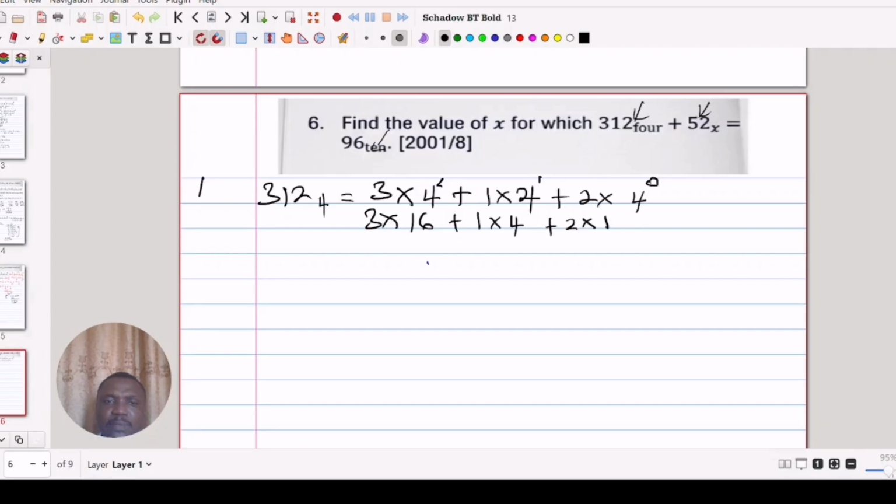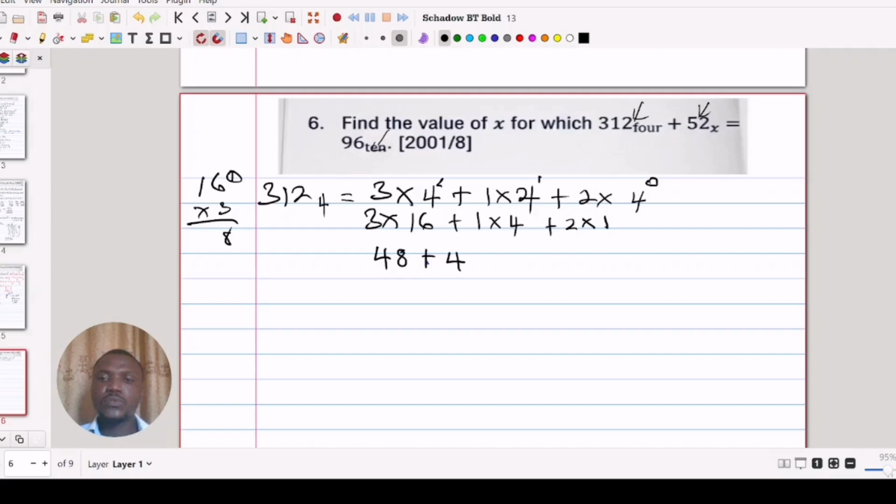Now, what is 16 times 3? In case you don't know that, you can do that in your rough calculation with your calculator. 3 times 6 is 18. Carry 1. 3 times 1, 3 plus 1, that will be 48. 48 plus 1 times 4, 4. 2 times 1, 2. And this is going to give us 54. So now let's change the one of 52 base x.